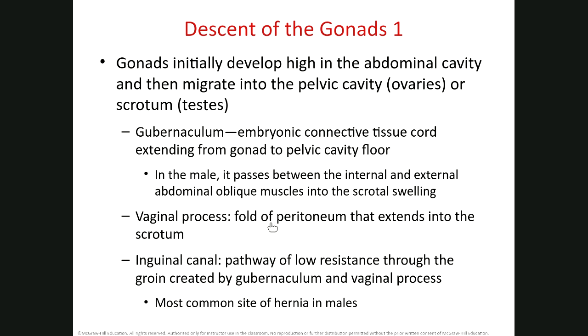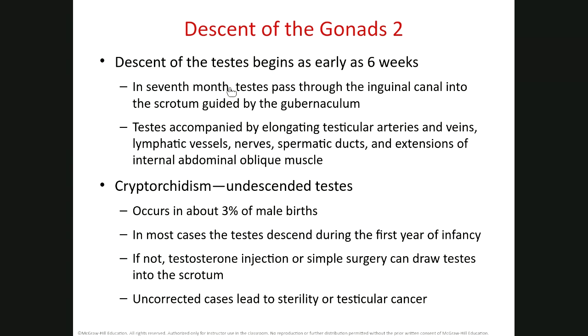In the male, there will be the inguinal canal created from the pathway of low resistance in the groin. Because of this, you will have in the male the chances of hernias. So the testis begins as early as 6 weeks. By the 7th month, the testis passes through the inguinal canal into the scrotum, and brings with it testicular arteries and veins, lymphatic vessels, nerve, spermatic duct, and some parts of the internal abdominal oblique, just to show you that it did really come from the abdomen.